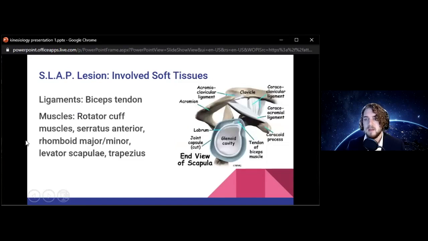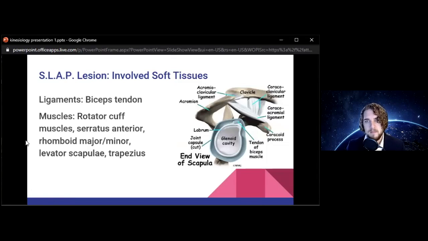So next we have ligaments. For a SLAP lesion, the biceps tendon tears on the labrum that sits in the middle of your shoulder, or sits around the humeral head, and it tears away part of the labrum.